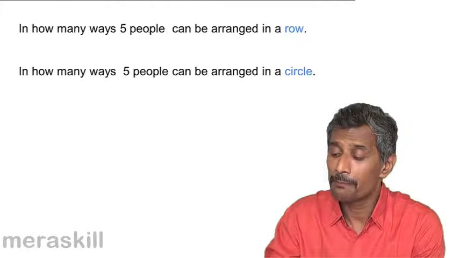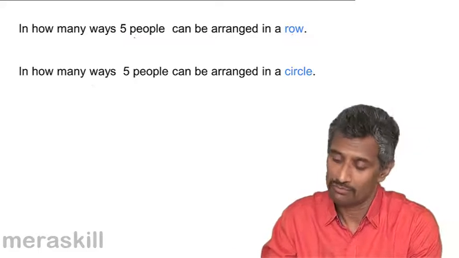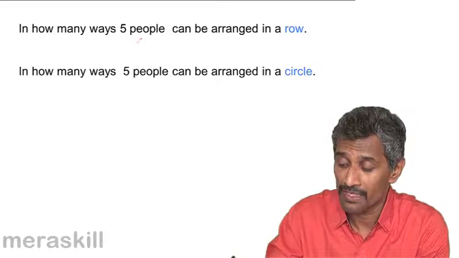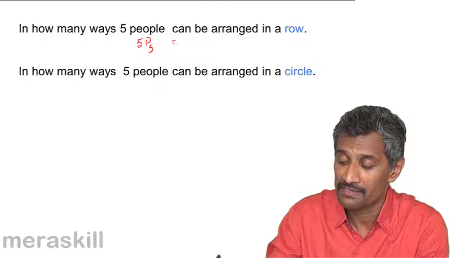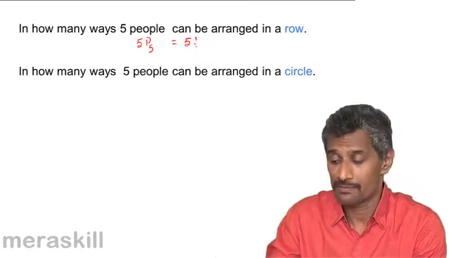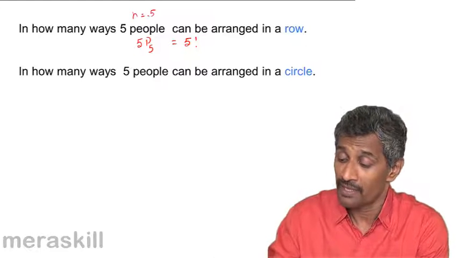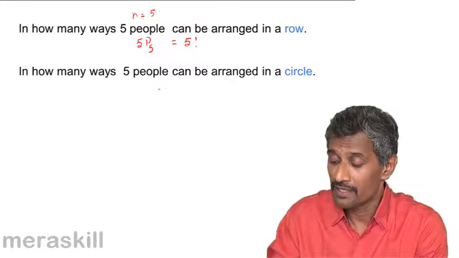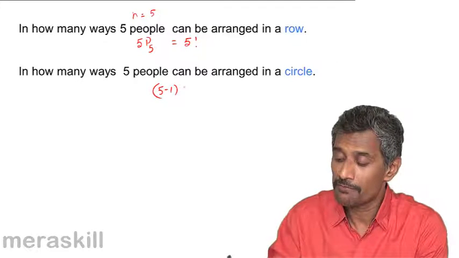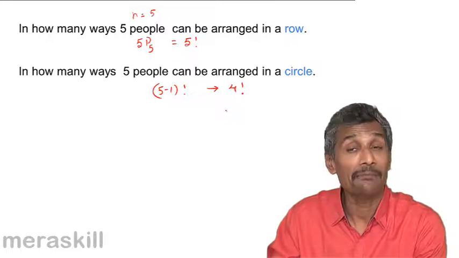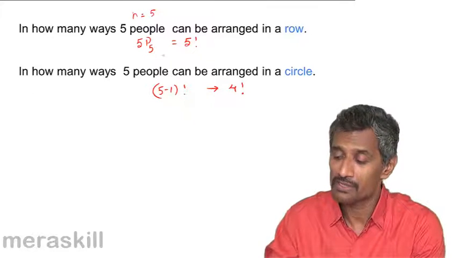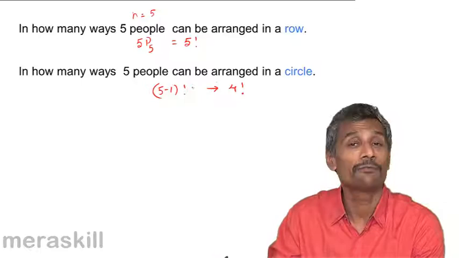How many ways can 5 people be arranged in a row? Now, 5 people can be arranged in a row in 5 factorial ways, because n is 5 here. The same 5 people, if you want to arrange in a circle, keeping one of them fixed, it is going to be 5 minus 1 factorial ways. That is, you will be able to arrange these 5 people in 4 factorial ways, not in 5 factorial ways, because the same 5 people are arranged in a circle in 4 factorial ways.